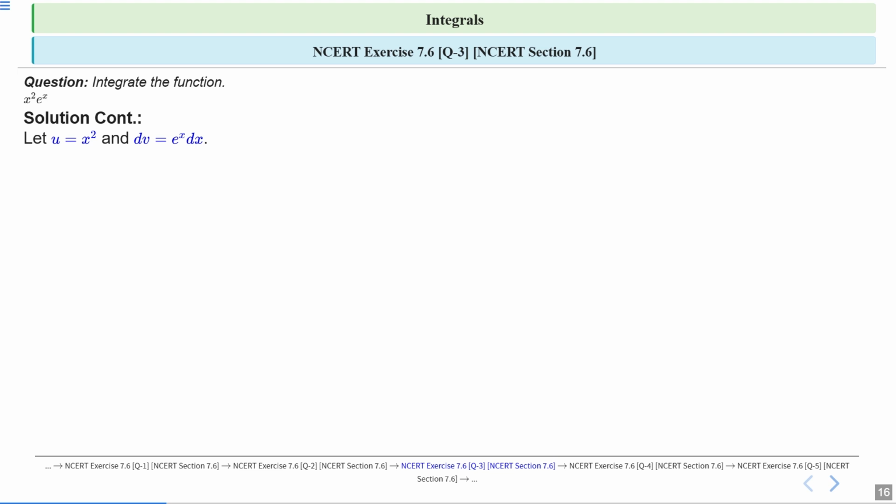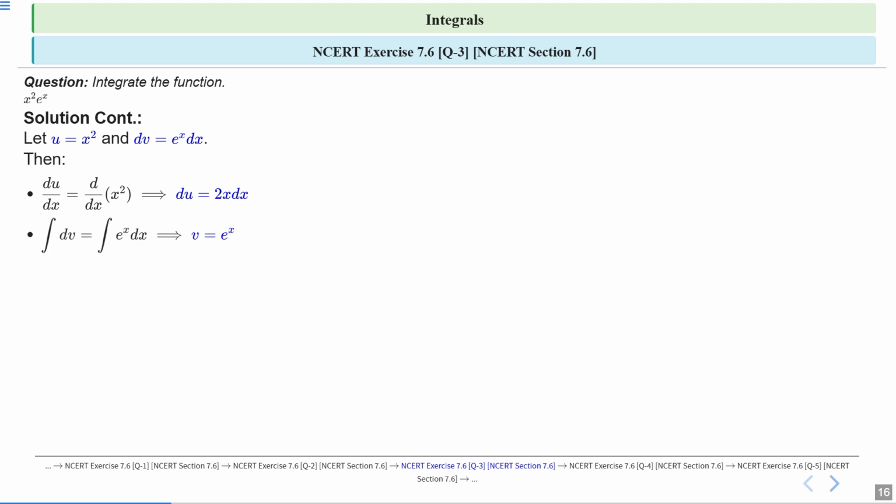So we can take u as f(x), that is u equals x square, and e^x dx is taken as dv. So now we have to find the value of du and v. To find the value of du, we just differentiate the function u with respect to x, and the differentiation of x square with respect to x is 2x. So we get du is equal to 2x dx.